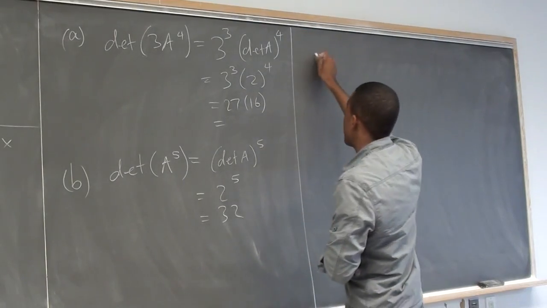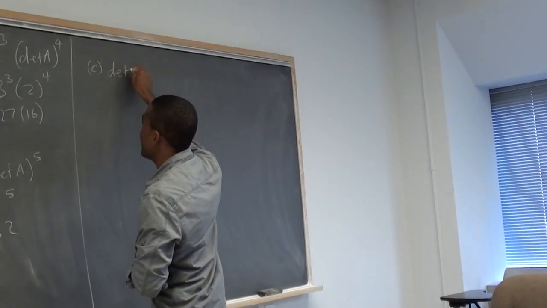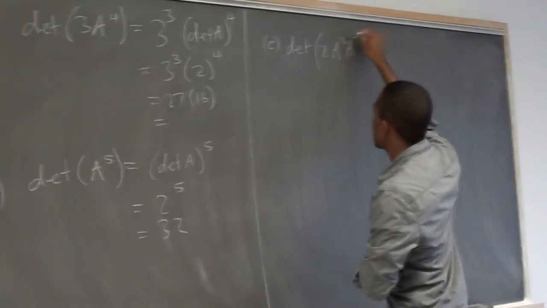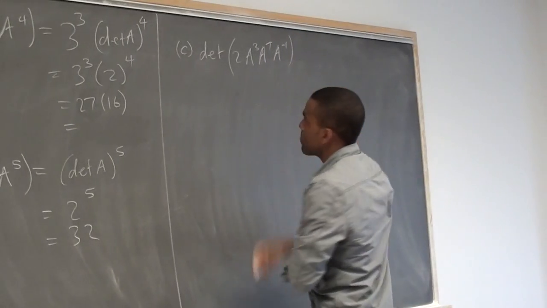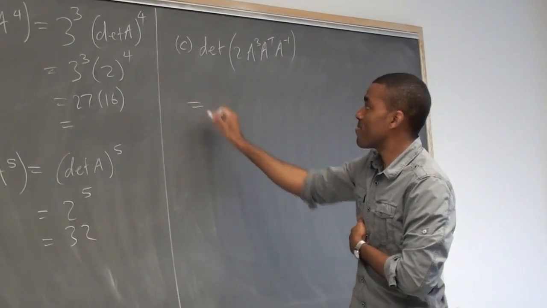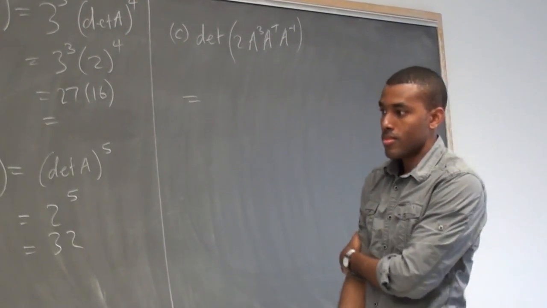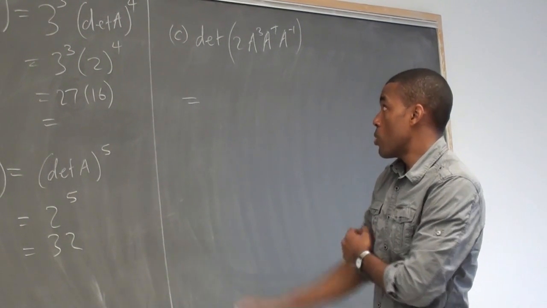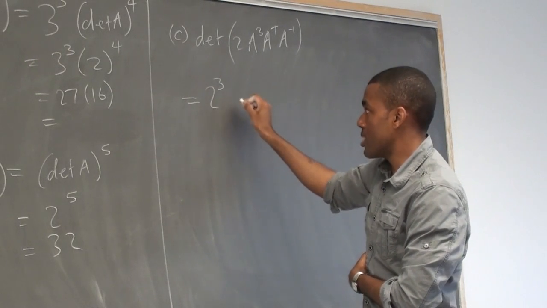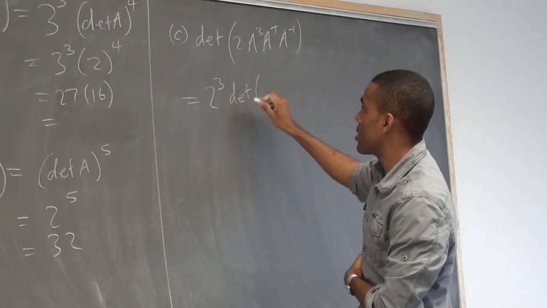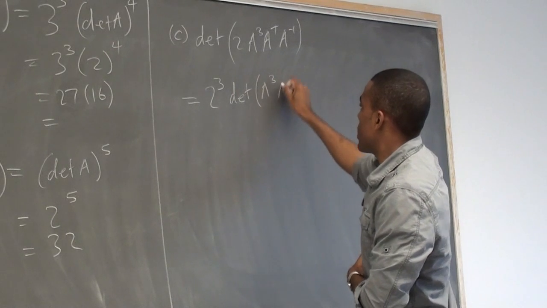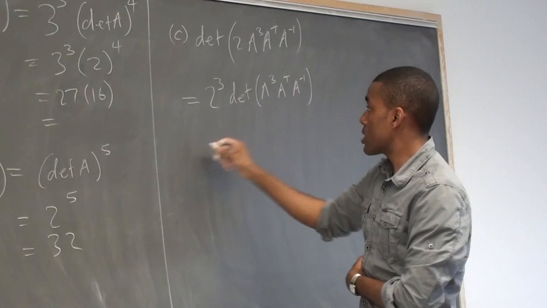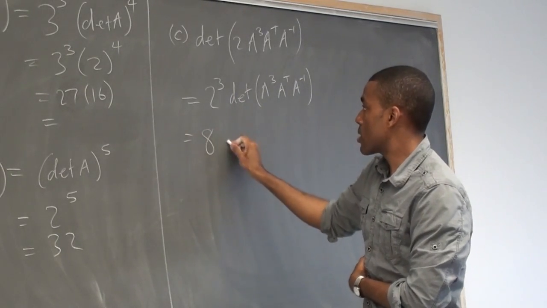Okay, how about C? Well, we didn't really know 2a cubed a transpose a inverse. We could clearly ignore the transpose. The transpose won't do anything to it. Let's break it down. This is 2 times the determinant of a cubed a transpose a inverse, right? How do we deal with this guy?